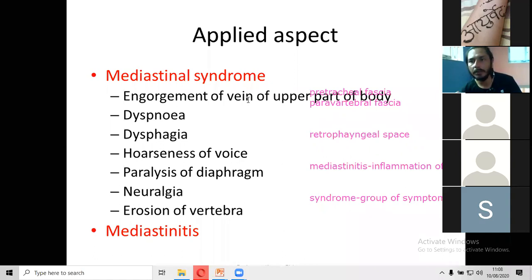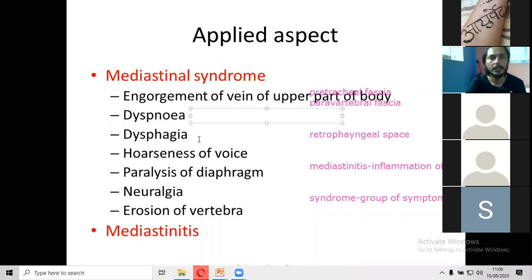If this tumor is going to compress the trachea, what will happen? If the trachea is compressed, you will feel difficulty in breathing, isn't it? So that's dyspnea. So if the tumor is compressing the trachea, that is the windpipe, you will feel difficulty in breathing. This difficulty in breathing means dyspnea. See, if the growing tumor is compressing your esophagus, what will happen? You will feel difficulty in swallowing the food, isn't it? So the difficulty in swallowing food is dysphagia. Okay.